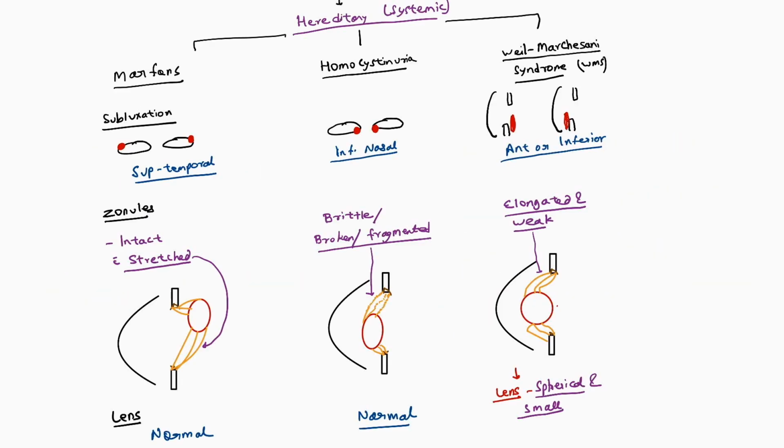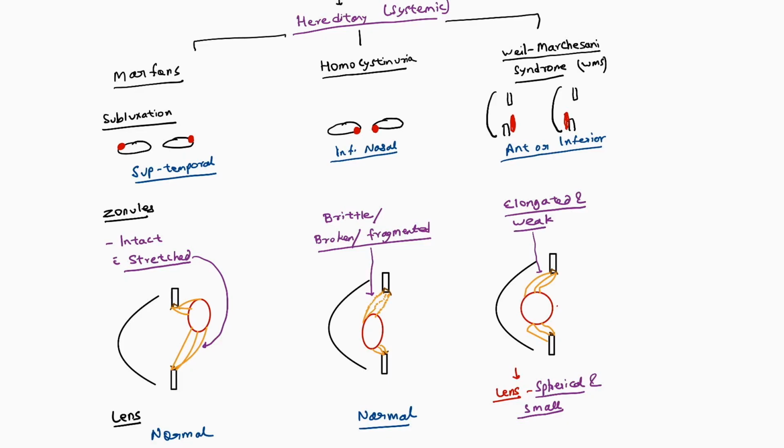Now let's talk about the systemic causes of ectopia lentis, which are high yield for the exams. There are three main hereditary syndromes which are shown here. First is Marfan. The lens is subluxated superotemporally, up and out. Here zonules are intact but they are stretched. The lens appears in normal size and shape.